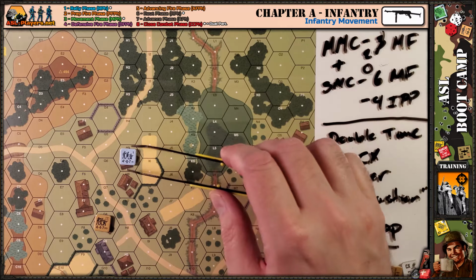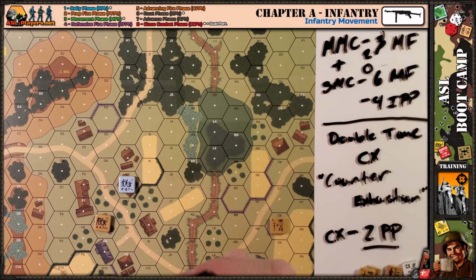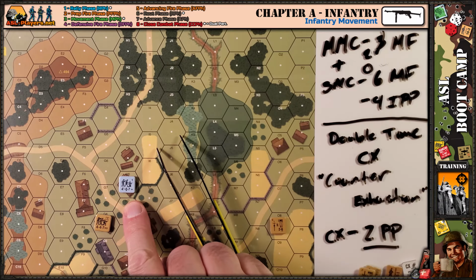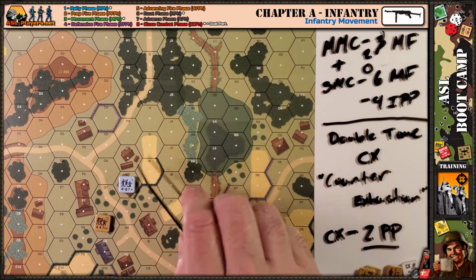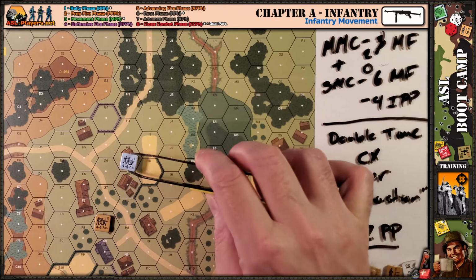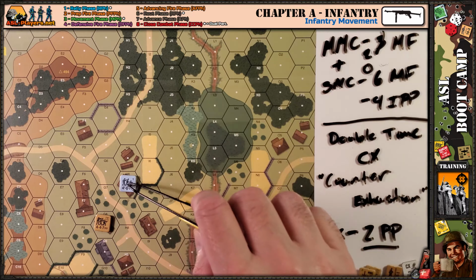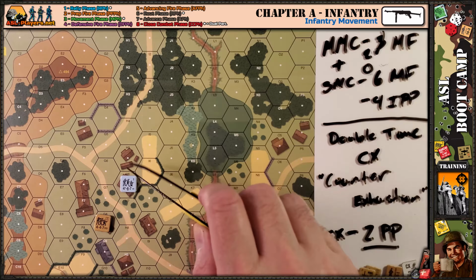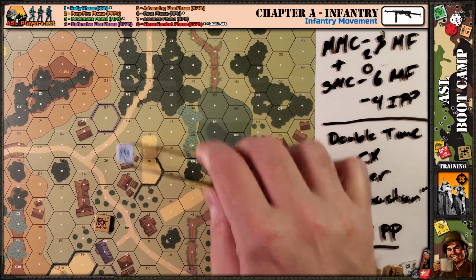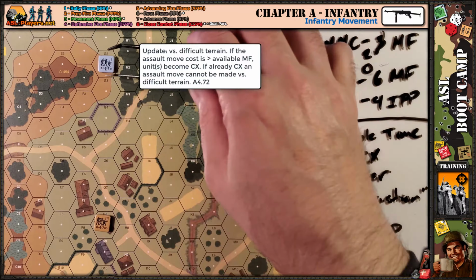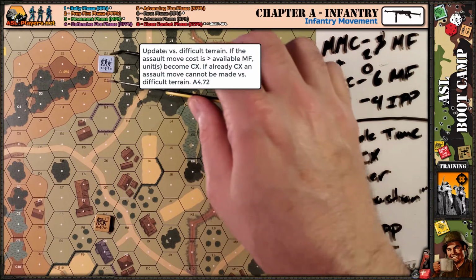Now, assault move involves moving one hex, but the kicker is when you move that one hex, you cannot expend greater than or equal to your current movement factor capability. In the case of just a squad, it would be 4. So if I assault move from here to here, that costs 2. That would be legal because it would have to be 3 or less since there's no leader stacked. Now, if I wanted to assault move up this hill, which costs 4, I couldn't, because it would have to be 3 or less, and I have 4 movement factors.